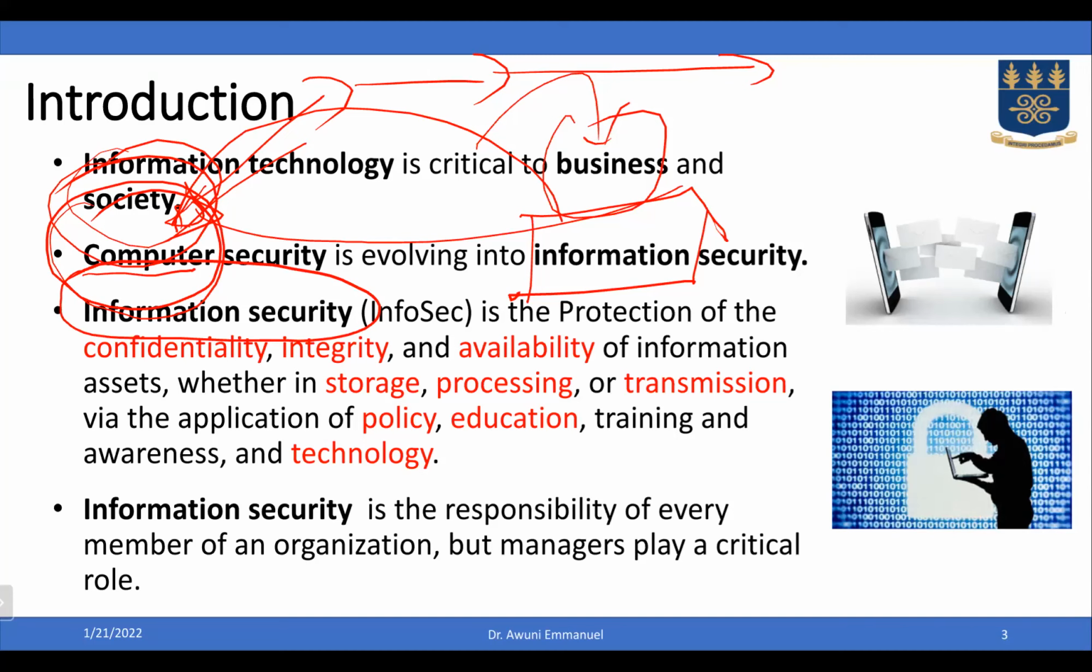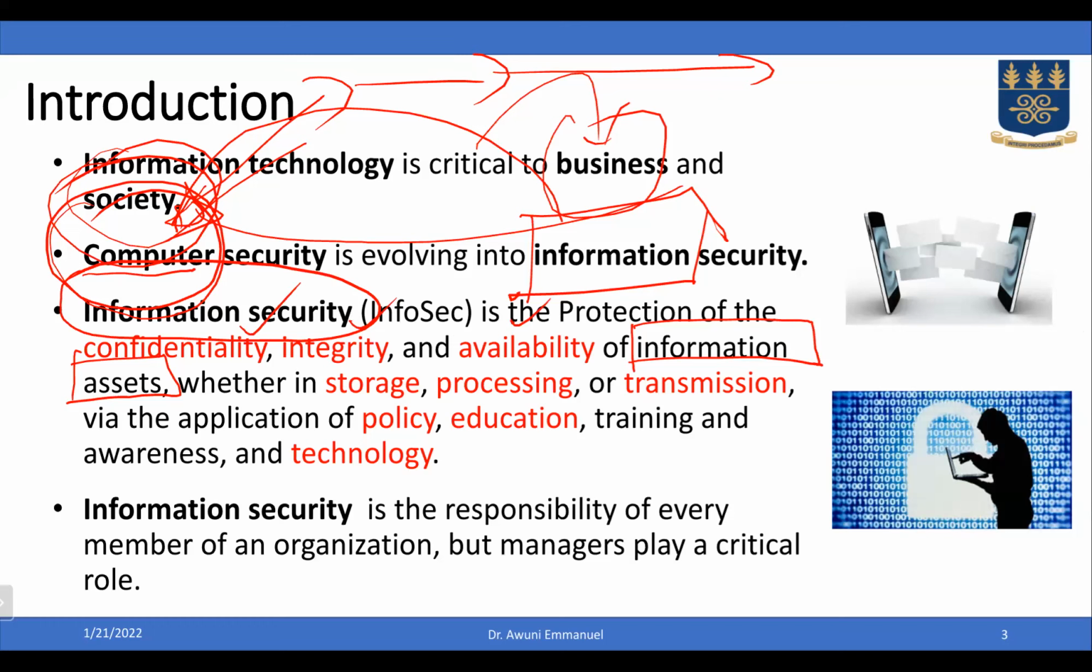The first dimension has to do with the protection of the confidentiality, integrity, and availability of information assets. If you remember from the first slide, I spoke about information assets. So now we are talking about the protection of confidentiality, integrity, and availability of information assets. And that is the first dimension.